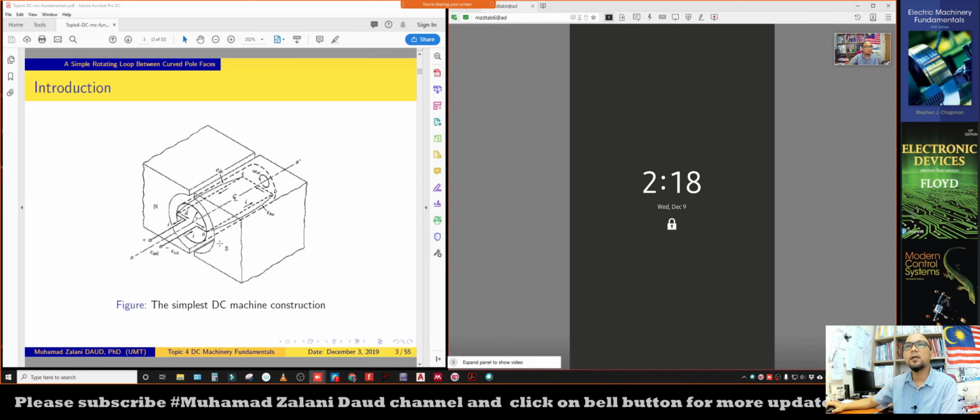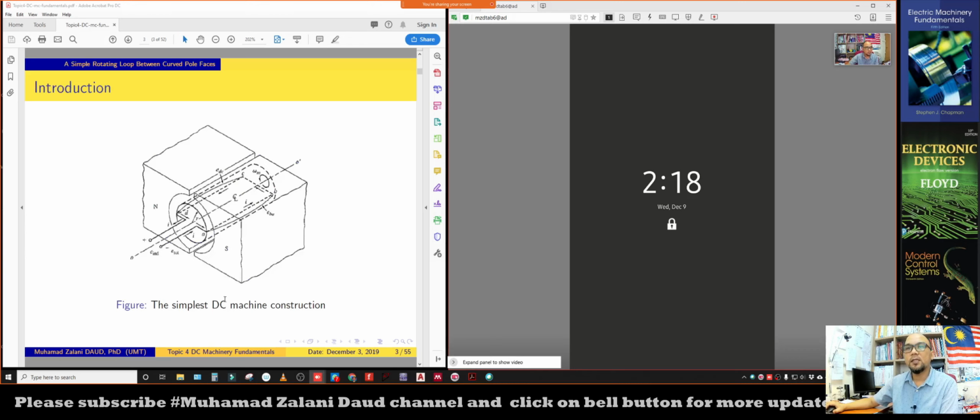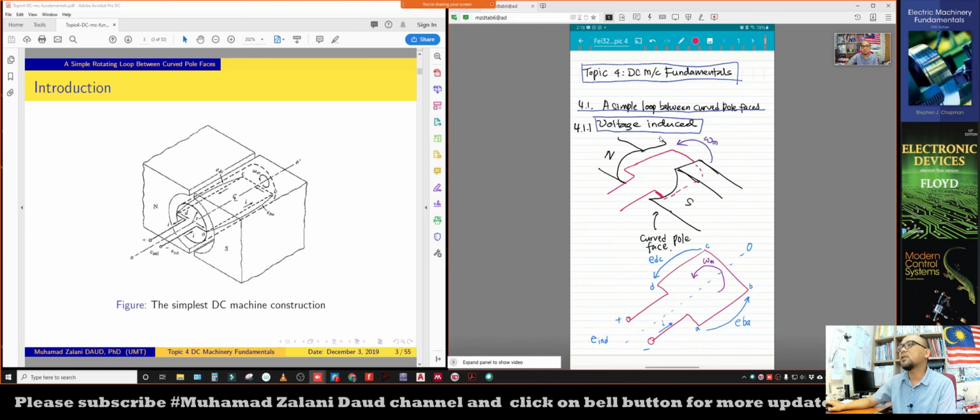So we are going to explore our first section, which is the simplest DC machine construction. It should look like this. As you can see in this image, it is something similar to what I have drawn in my lecture notes here, which is a similar picture to this one.